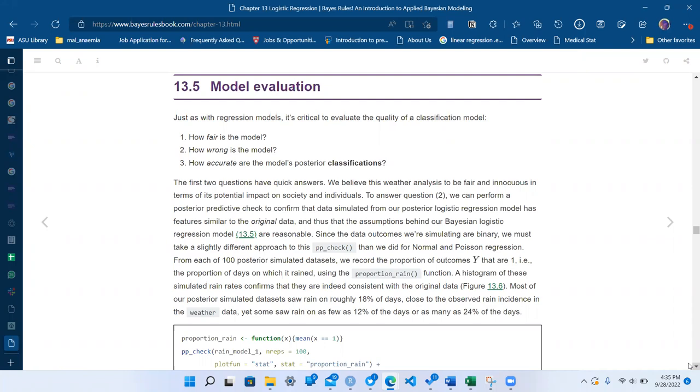And you have to make a decision based on, like you said, the cost-benefit analysis, so to speak. How much do I not like getting wet? How much do I hate carrying an umbrella? That has to weigh into your decision of where you put the cutoff.